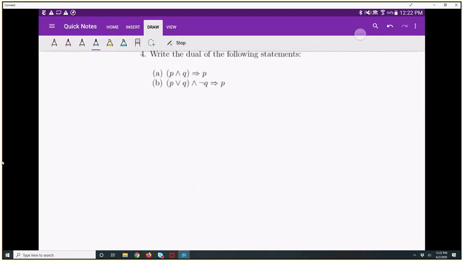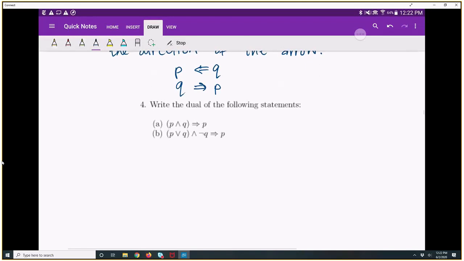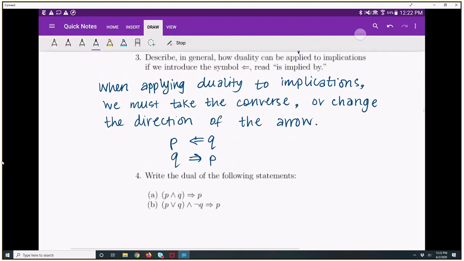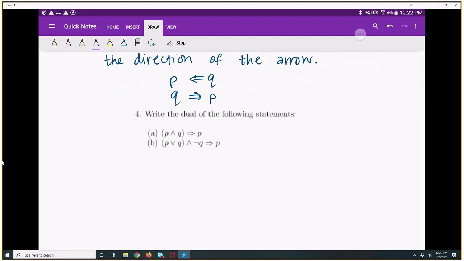The final exercise will ask us to apply this duality to the following statements. So we have A, P and Q implies P. So we know that we want to replace the conjunction and by the disjunction or. So I'm going to make that P or Q. But now I have to switch this arrow. So I have to say is implied by P. Another way of saying that is P implies P or Q.